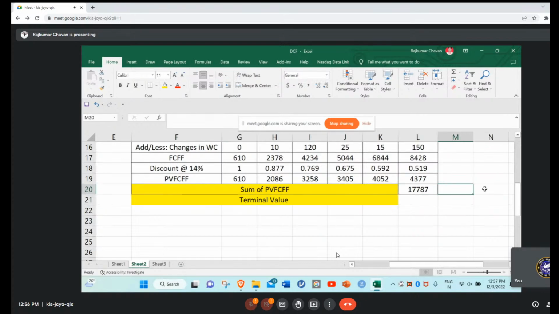Now, what should we do? Terminal value means the value when the company wants to exit after 5 years, 6 years. From that time, what will be the value until the end of its life? That is called terminal value, forever value.